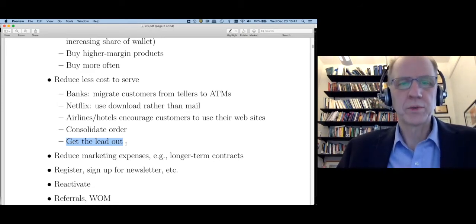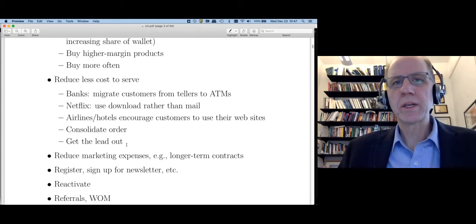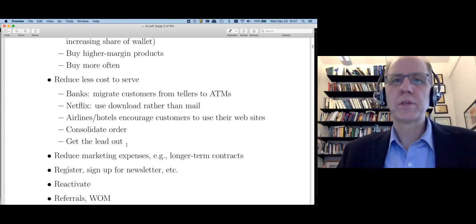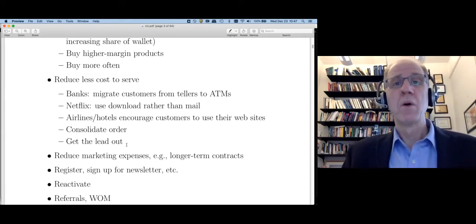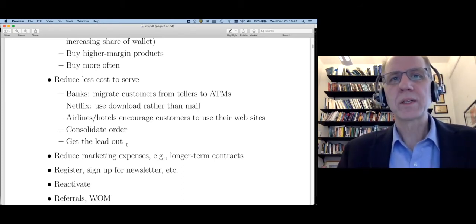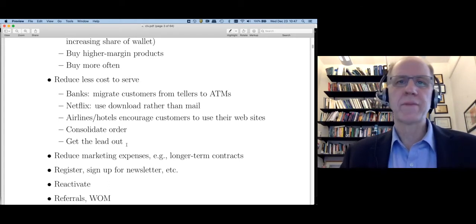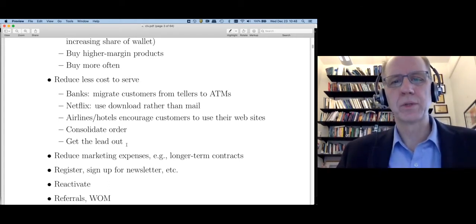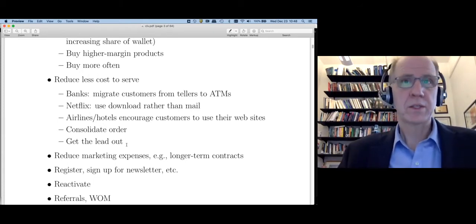Sometimes there are customers that just cannot be made profitable, and in that case, you don't want to keep marketing to them. Another way to reduce costs is to reduce the marketing expenses. So if I can get you to sign up for a longer-term contract, so think of me signing up for 2 years of service rather than 1 year of service, what that means is after 1 year, you don't have to remarket to me because we have a commitment.